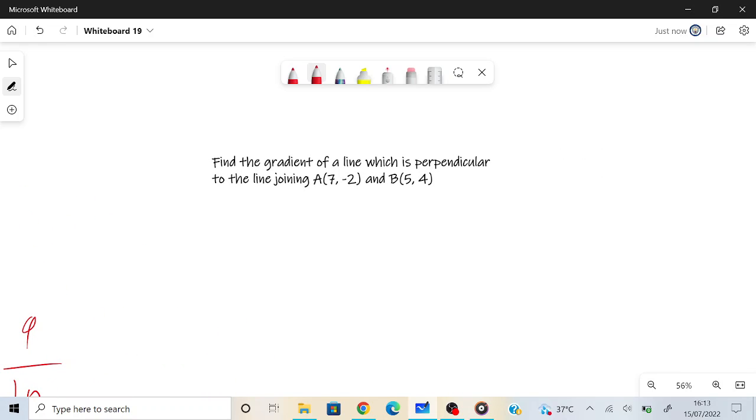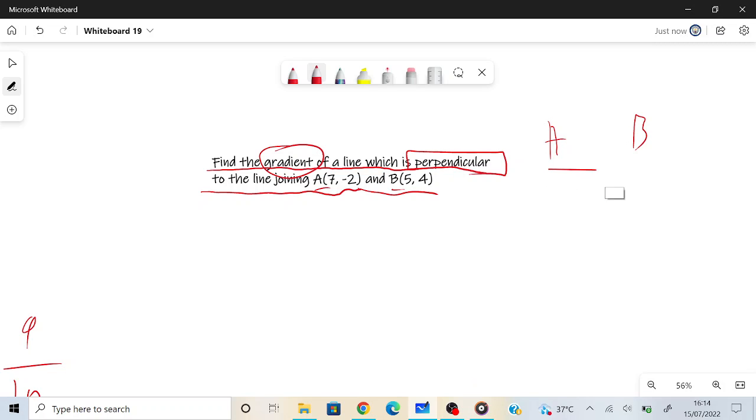Right, the first example says, find the gradient of a line which is perpendicular to the line joining A (7, -2) and B (5, 4). Let's read it again. Find the gradient of a line which is perpendicular to the line joining A and B. So suppose I have A over here and I have B over here, and there's a line that goes from here to here, and I need to find the gradient of the line that's perpendicular to this.